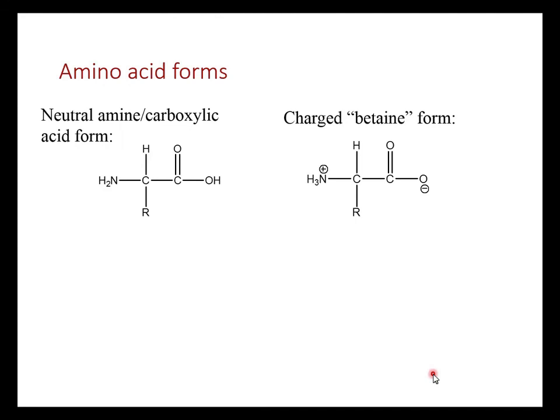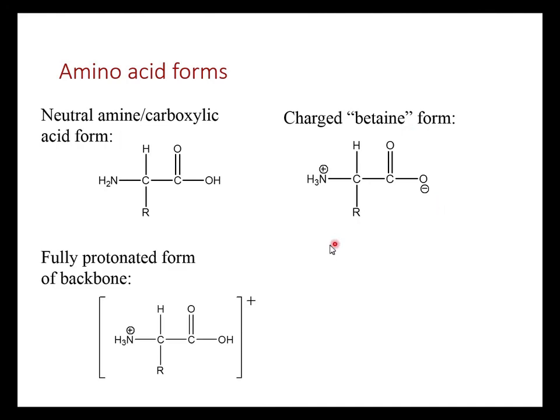So as a reminder, you know the neutral amine carboxylic acid form for amino acids with the alpha carbon in the middle. And you've also become familiar with the charged or zwitterionic form where the amine has turned into an ammonium and the carboxylic acid has turned into a carboxylate anion. Now we're going to introduce the fully protonated form of the backbone of an amino acid.